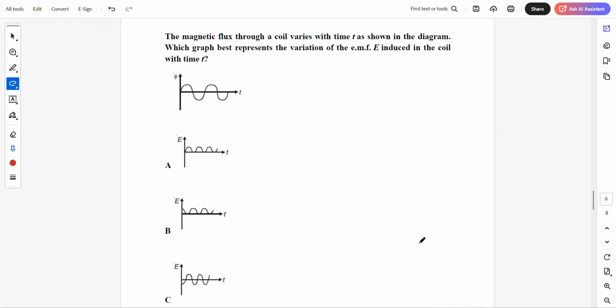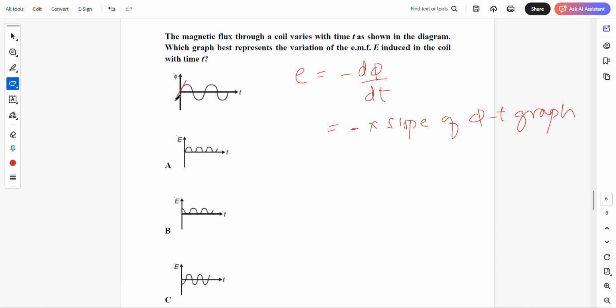The magnetic flux through a coil varies with time t as shown. What is E? E is nothing but minus d phi by dt. That is nothing but minus into the slope of the phi-t graph. Slope of the phi-t graph. Right. Okay. What is the slope here?